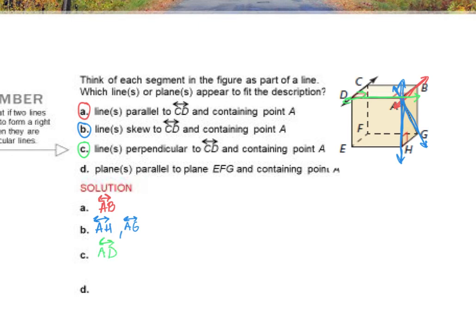And D, a plane that is parallel to plane EFG. All right, well, let's find EFG. That's this plane down here. Yellow is a bad color. Let's use green. Okay. And the plane parallel would be this one up here. And it contains A, so it's A, B, C, D. Plane A, B, C, D.